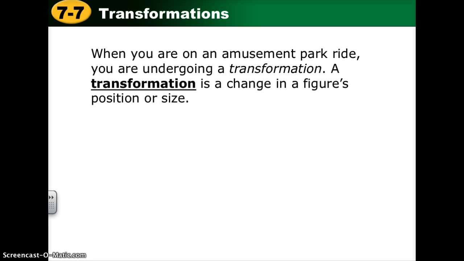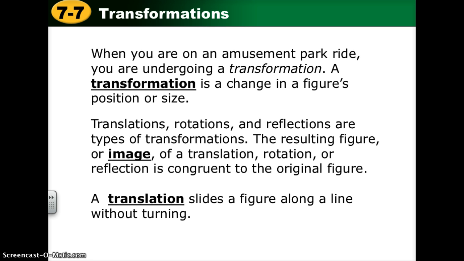When you are on an amusement park ride, you are undergoing a transformation. A transformation is a change in a figure's position or size. Translations, rotations, and reflections are types of transformations. The resulting figure or image of a translation, rotation, or reflection is congruent to the original figure. A translation slides a figure along a line without turning.